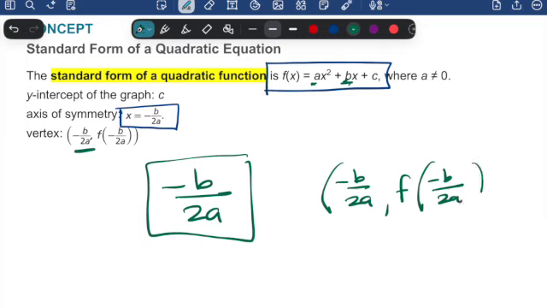And that's what this says. Just plug in whatever value you get for the x-coordinate, and then you will get the y-coordinate. And there is your vertex. So if you have an equation in standard form, you're going to want to remember this formula. Opposite b over 2a gives you x. It gives you the line of symmetry. It gives you the first coordinate for your vertex.